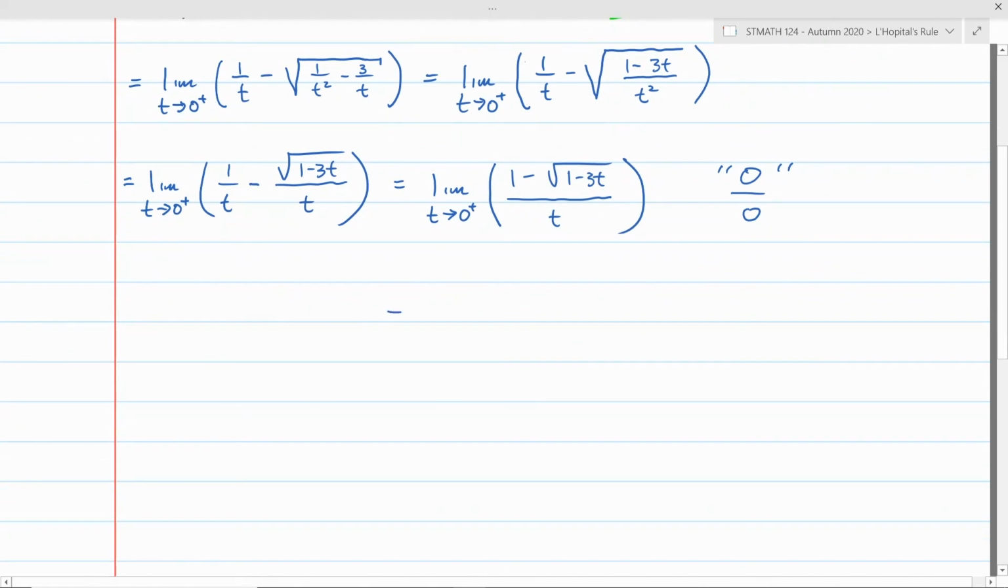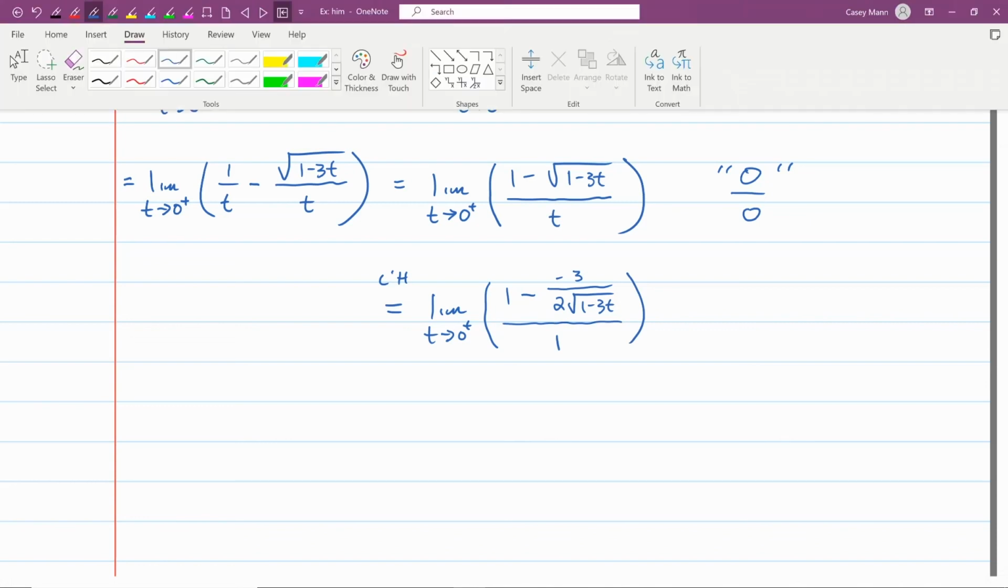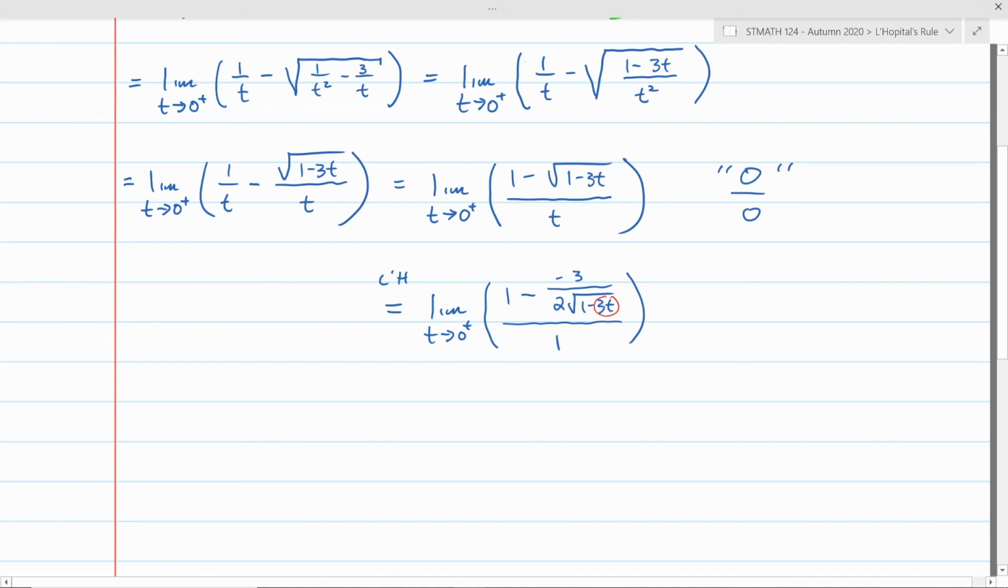So I can apply L'Hopital's rule, and the derivative in the numerator will become 1 minus, you'll get negative 3 over 2 square root of 1 minus 3t after you use the chain rule on that. Then you just have 1 in the denominator there, right? So now think about what happens when you plug in t equals 0. It's no longer an indeterminate form, and you don't run into any infinities either. The only thing going on here is that the 3t goes to 0, and so you're left with 1 minus negative 3 over 2 times the square root of 1.